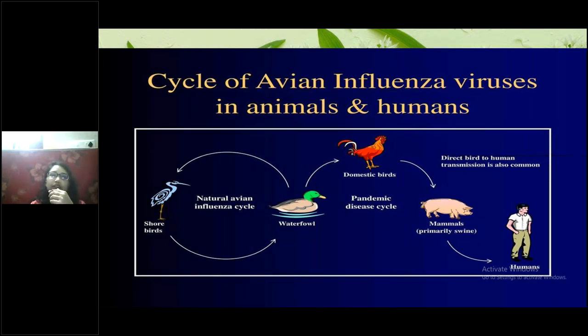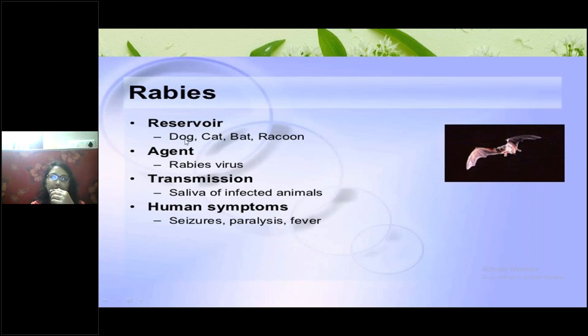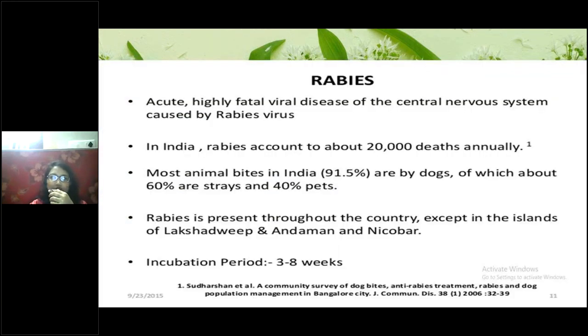And then in rabies, as you already know, there can be reservoirs like canines or even cats, bats, raccoons. The rabies virus is a rhabdovirus. It is transmitted through the saliva of the infected animals. Once the human is bitten, they may have seizures, paralysis, and fever. In very few cases does the human get well, and they may also succumb to the disease. So it is an acute, highly fatal viral disease of the CNS caused by the rabies virus.